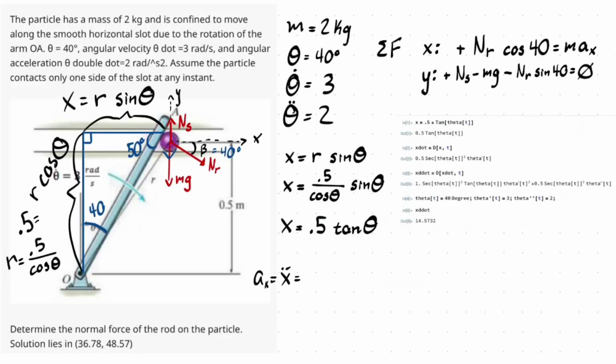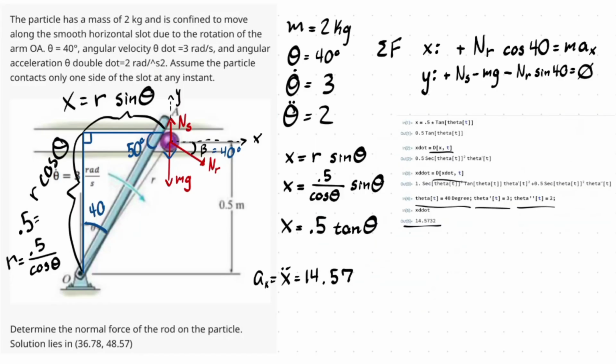I explained it in a video beforehand, but essentially it's just establishing your theta as a function of time, taking 2 derivatives to get the x dot and x double dot, and then plugging in your values for theta, theta dot, and theta double dot. Check out my previous videos on polar coordinates if you want to see what those are about. But let's go ahead and use Mathematica for this. When I solved it, I got that x double dot is equal to 14.57.